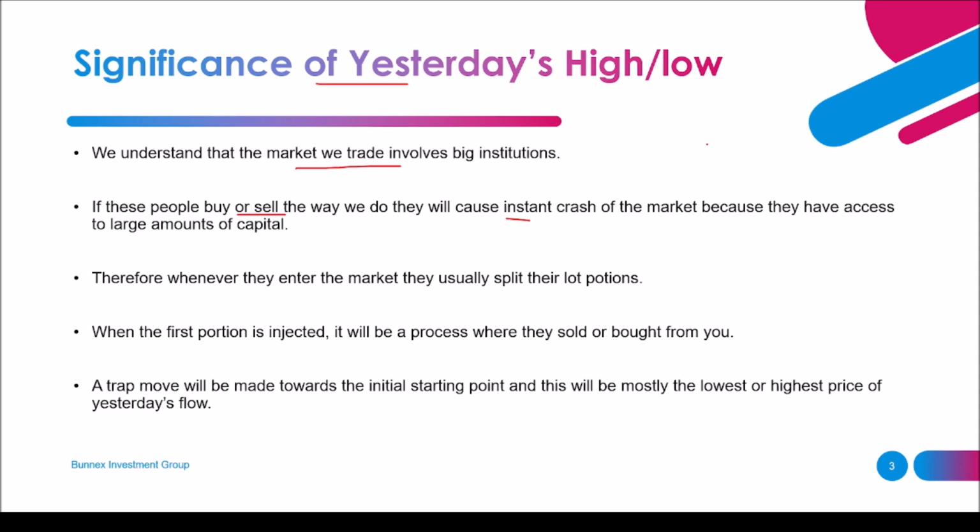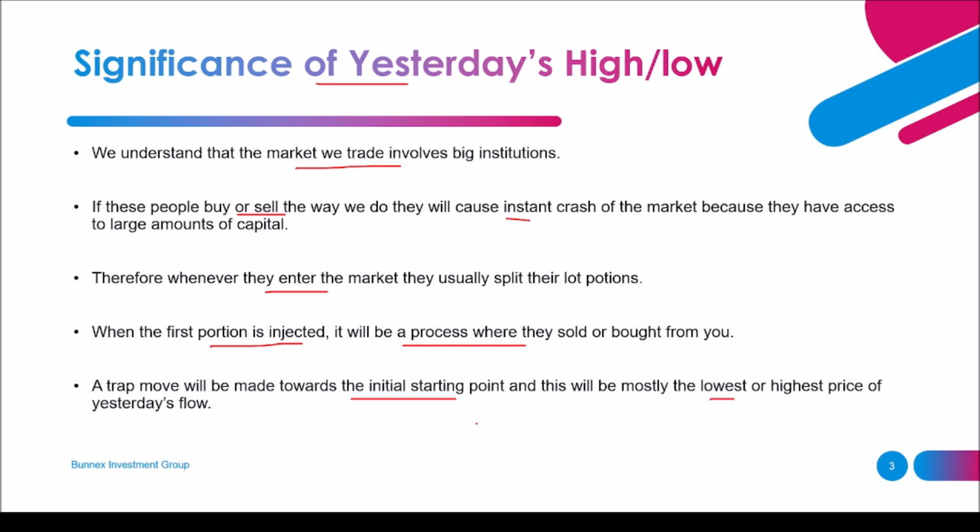So they actually have rules that they follow within their trading. Therefore, whenever they enter the market, they usually split their lot portions. If they want to use 13,000 lots, it means they are going to first put in 6,500 lots initially. When the first portion is injected, it is a process whereby they sell to you or buy from you. We all know that the forex market is a zero-sum game, whereby if one is to earn money, another is to lose money. So for them to get filled, they need to buy from you or sell to you. A trap move will then be made towards the initial starting point, which will most likely be the lowest or highest price of yesterday's flow.